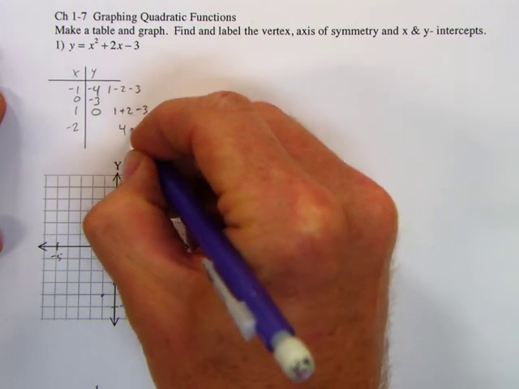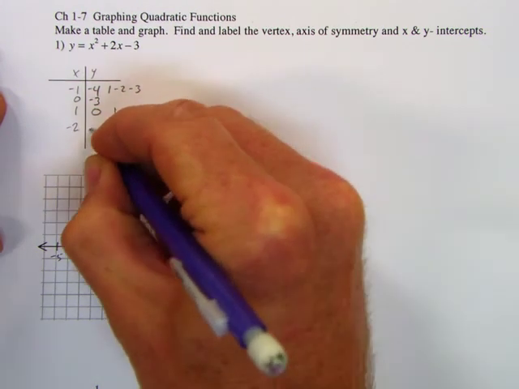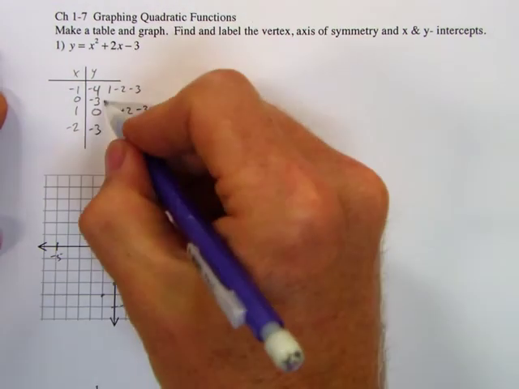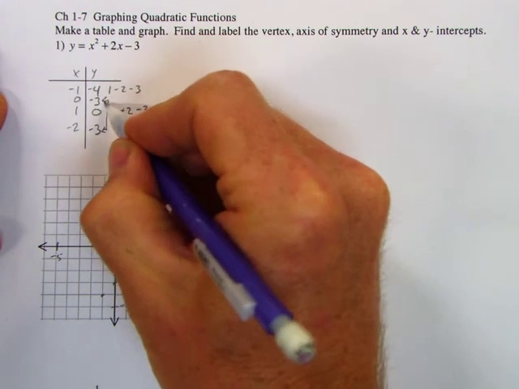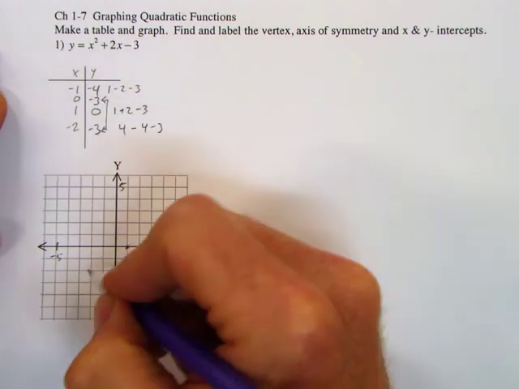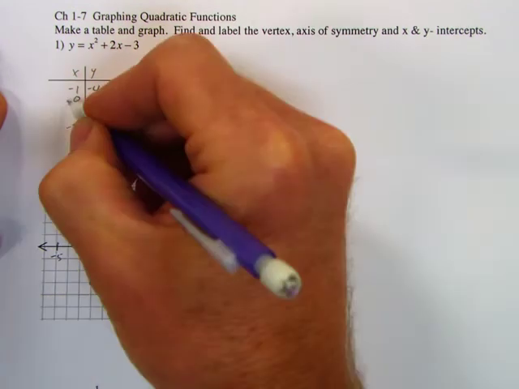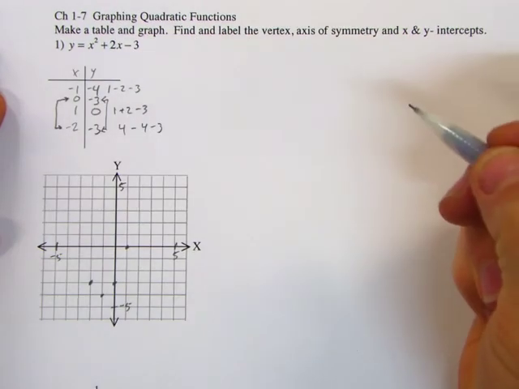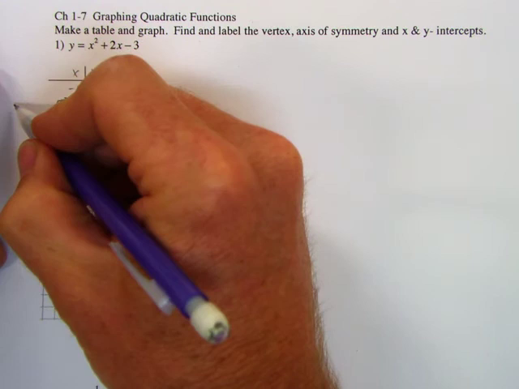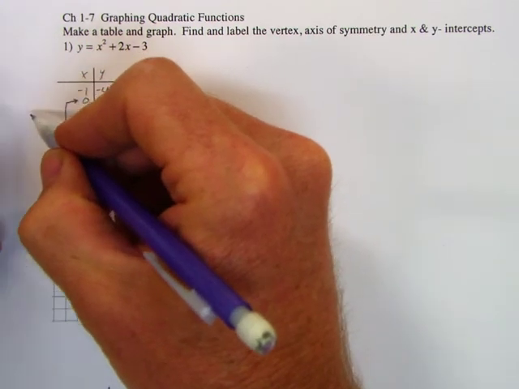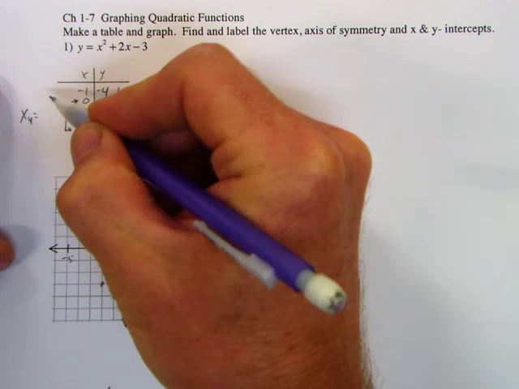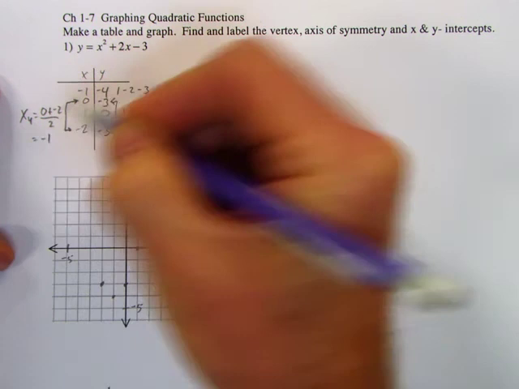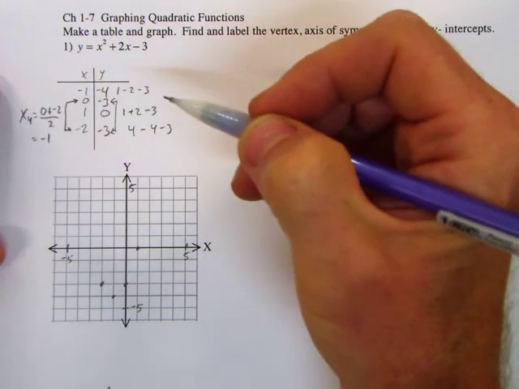Negative 2 squared is 4, minus 4 minus 3, so we get negative 3. Is this good or bad? Take a look that we have negative 3 and negative 3. So we have two points with the same y value. That's telling us the vertex has to be halfway in between 0 and negative 2. Now we can write that as x value of the vertex equals, I'm just going to show it in general, 0 plus negative 2 divided by 2. We also know that the average between 0 and negative 2 is just negative 1 anyways.